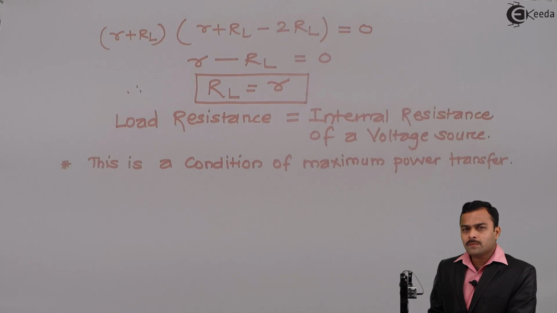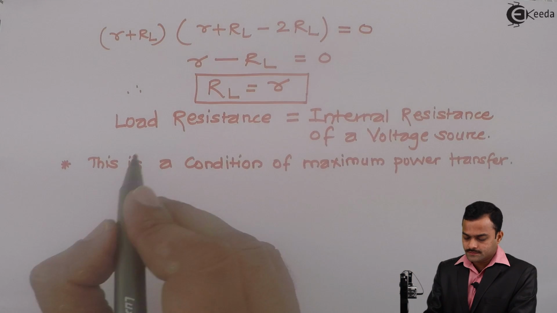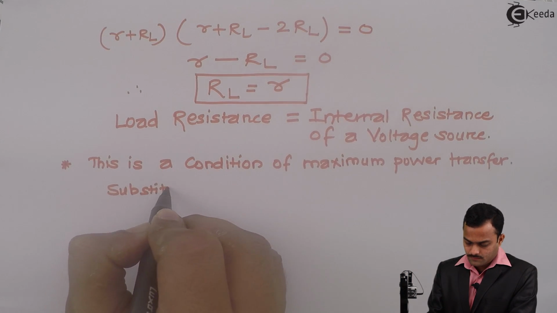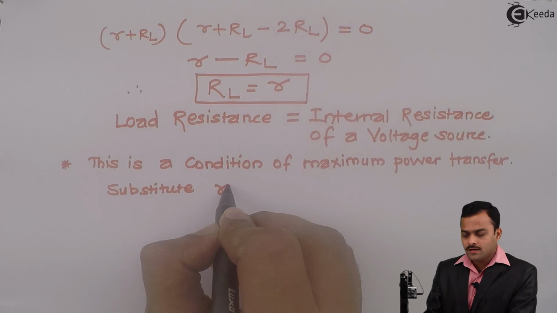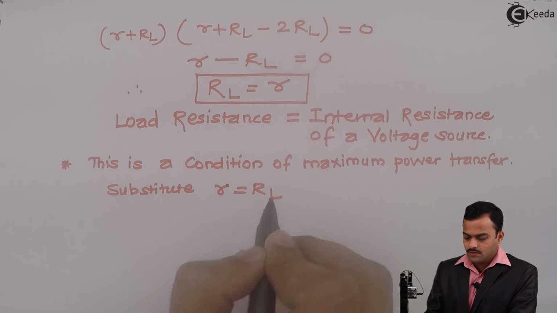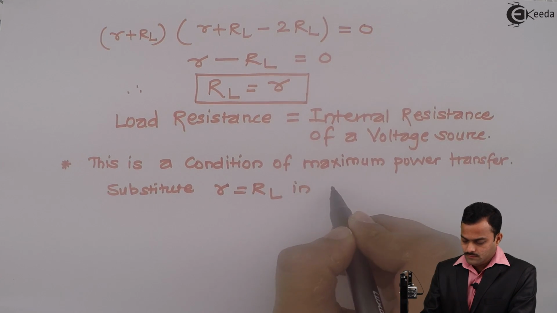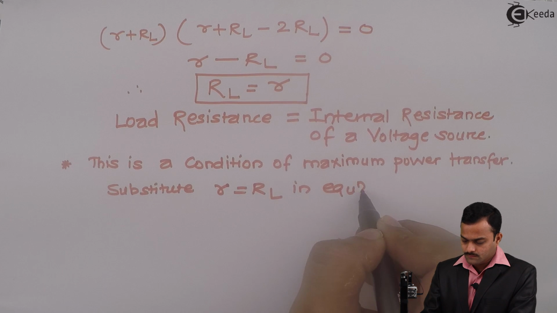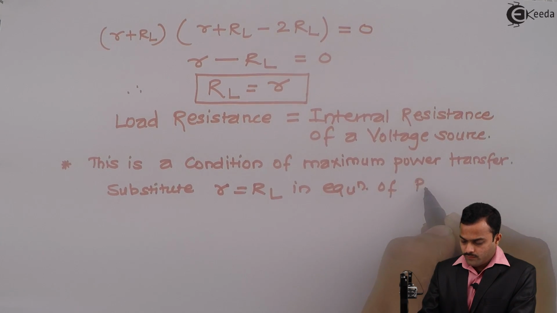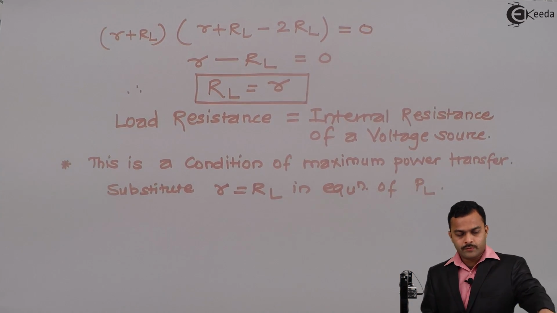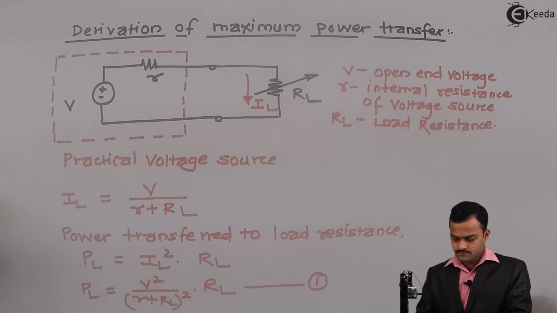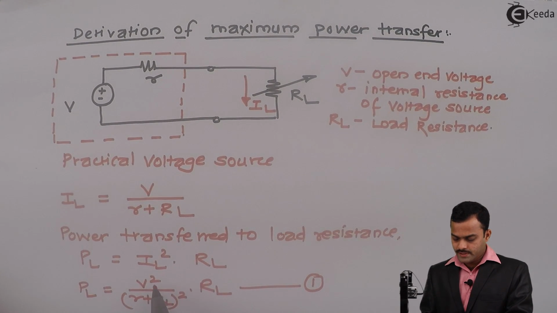Now, what will be the value of this maximum power? For that, we need to substitute R equal to RL in the equation of PL. So, the equation of PL is like this: V squared divided by (R + RL) the whole squared, into RL.